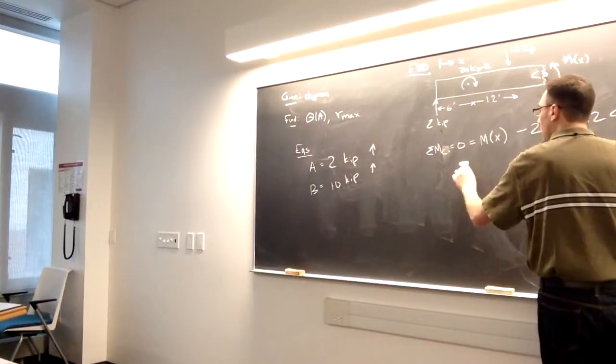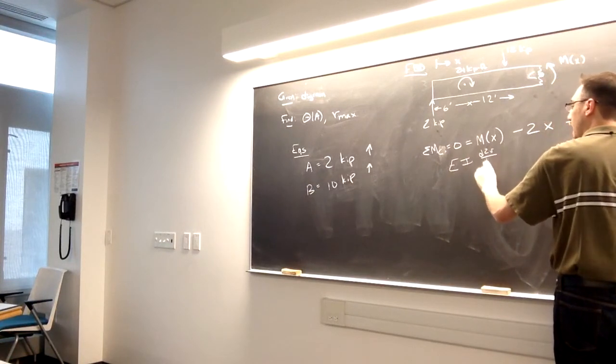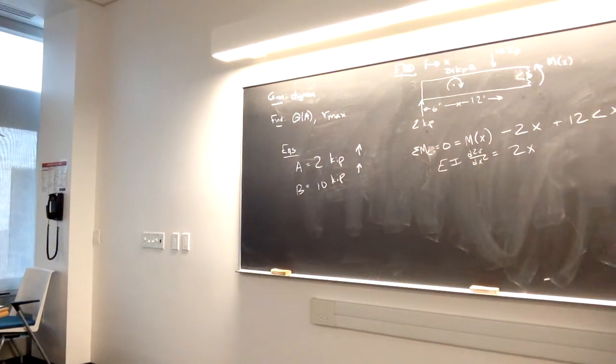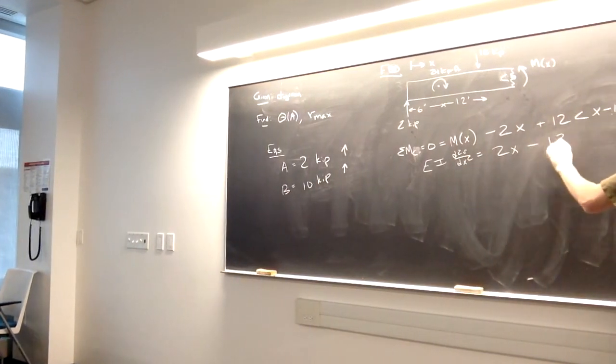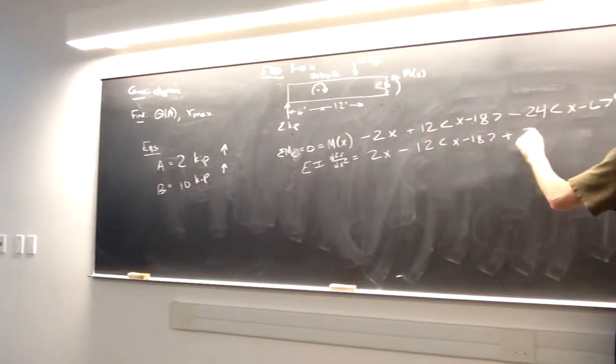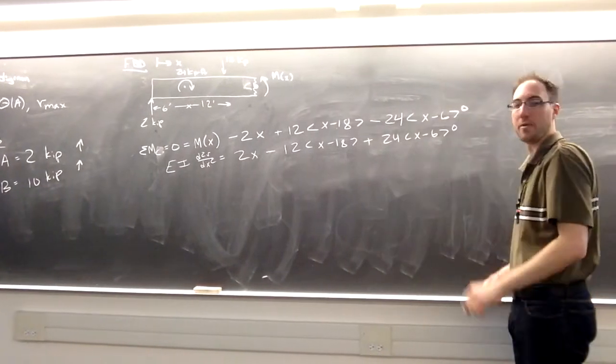Right, so then we want to solve this for EI d squared v dx squared. When we move everything else to the left-hand side, it will equal 2x minus 12 times x minus 18, plus 24 times x minus 6 to the 0th.